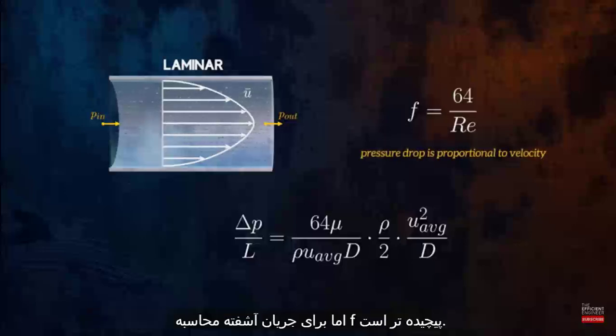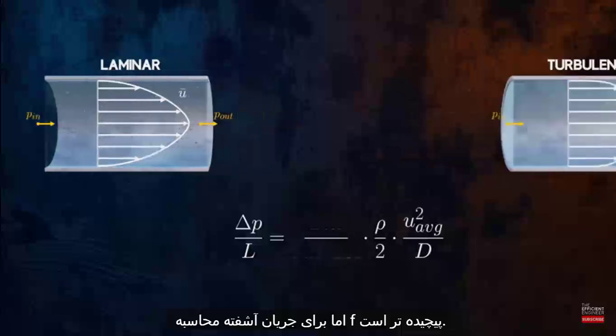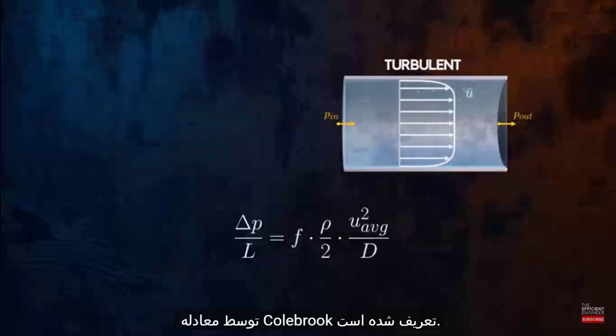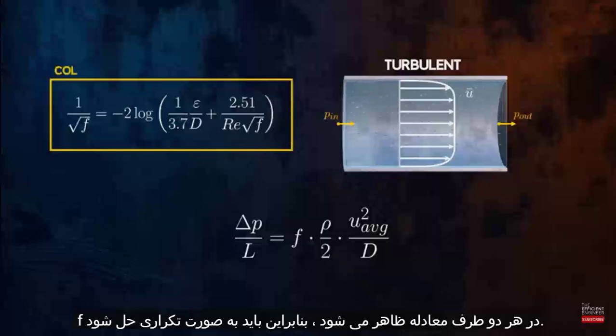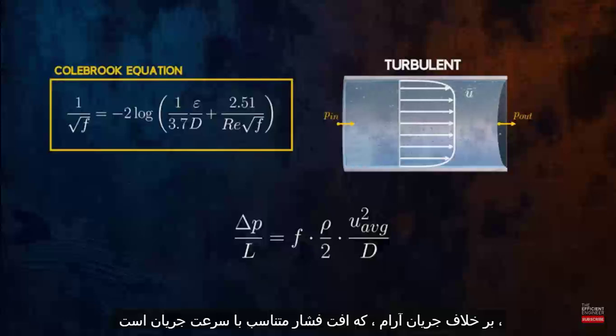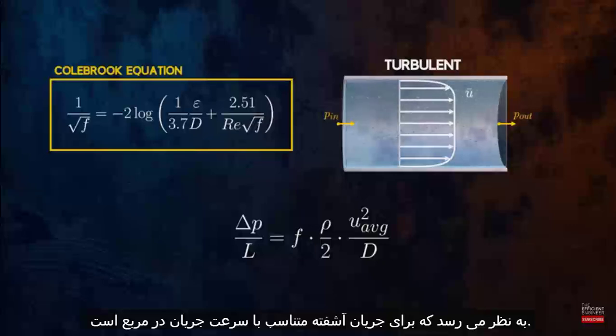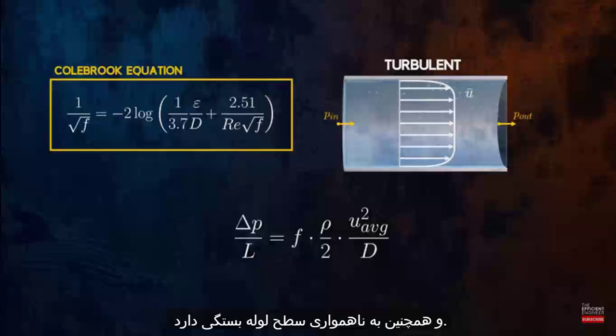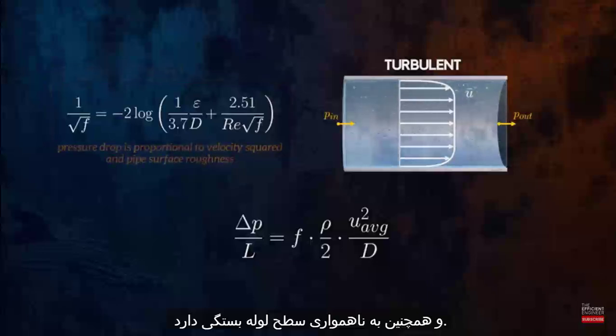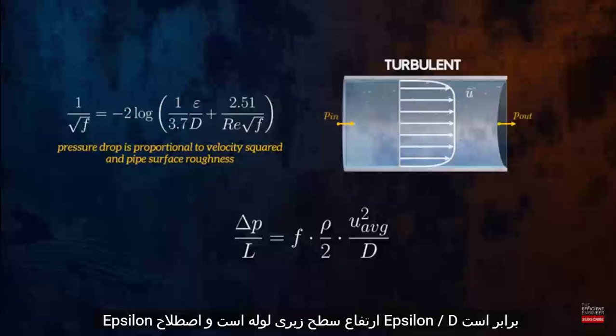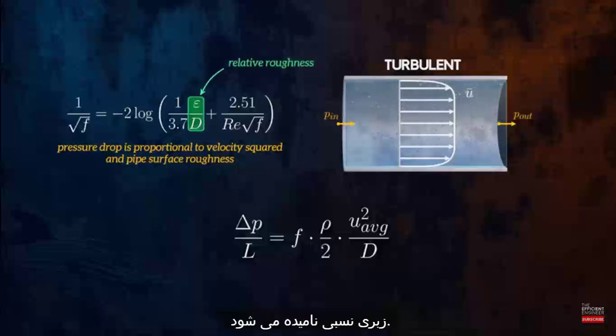But for turbulent flow, calculating F is more complicated. It is defined by the Colebrook equation. F appears on both sides of the equation, so it needs to be solved iteratively. Unlike laminar flow, for which the pressure drop is proportional to the flow velocity, it turns out that for turbulent flow, it is proportional to the flow velocity squared. And it also depends on the roughness of the pipe surface. Epsilon is the height of the pipe surface roughness, and the term epsilon over d is called the relative roughness.